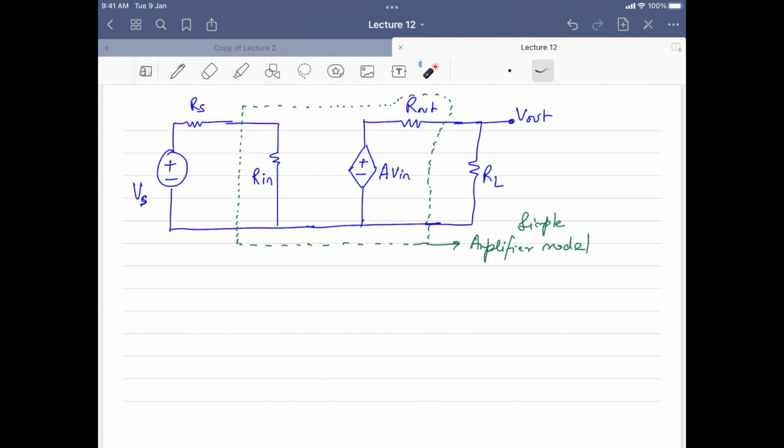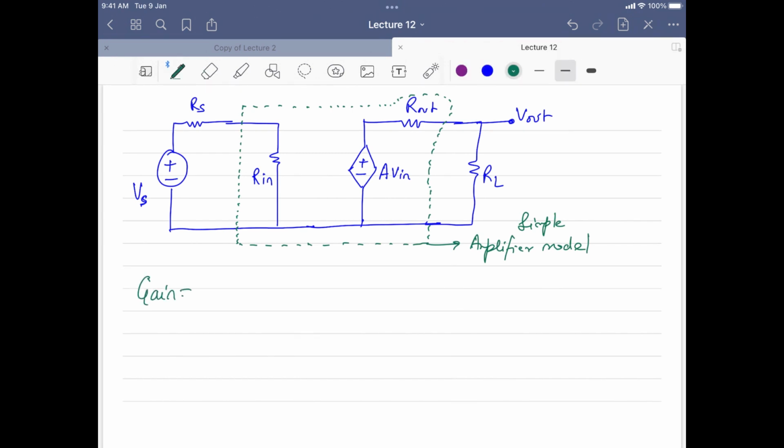Okay. If there are no questions, what we are trying to do now is find out the gain, because we are interested in gain, right? So we are trying to find out the gain, and what will be the gain?